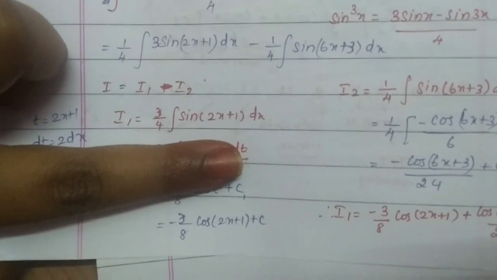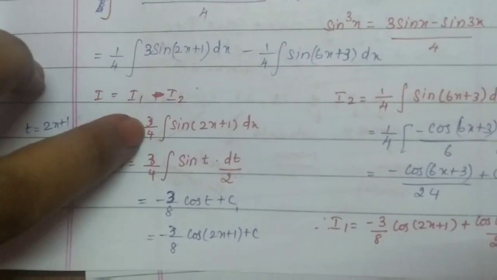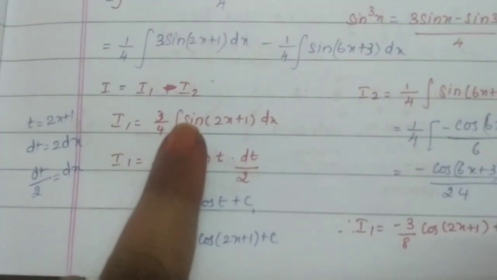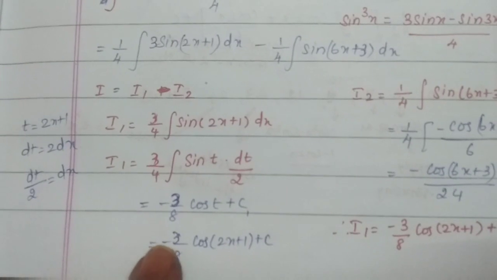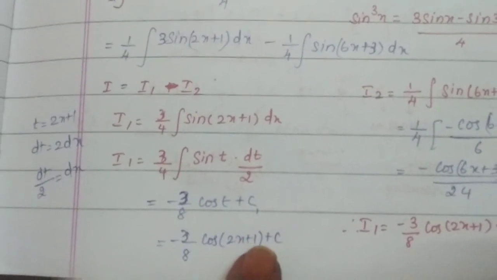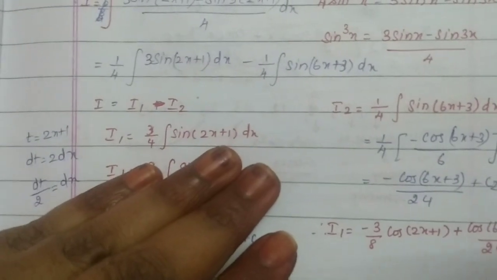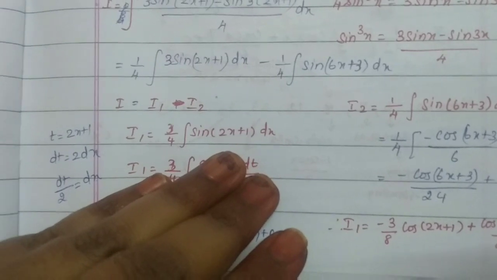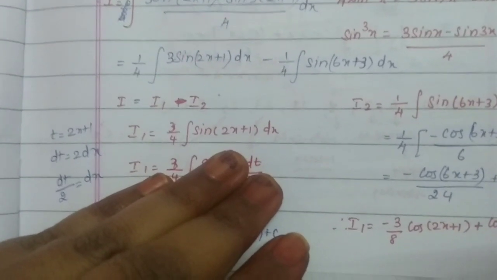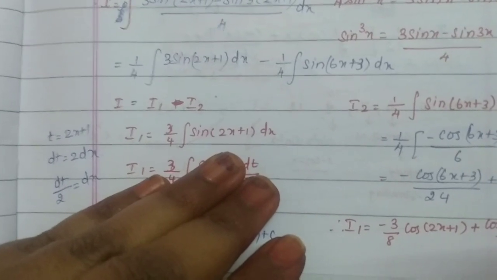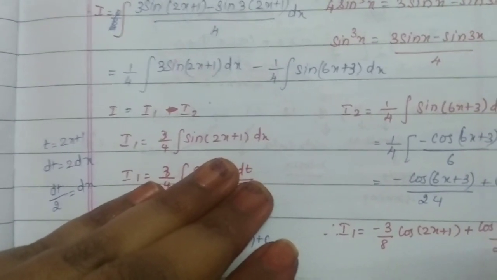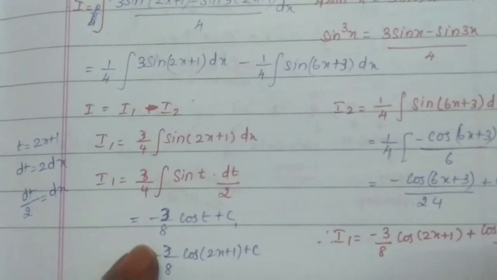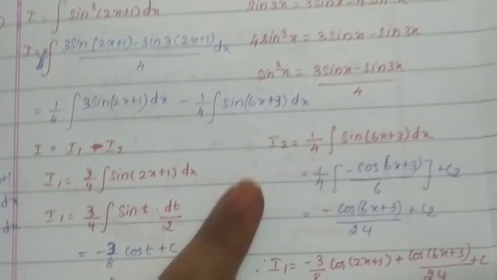What is the coefficient of x? It is 2. So, you need to divide by 2. Therefore, 3 by 4 into 1 by 2 cos of 2x plus 1. Here integral of sin x is minus cos x, so I am writing minus 3 by 8 cos of 2x plus 1 plus c. I will repeat, forget this step. Integral of sin of 2x plus 1 is nothing but minus cos of 2x plus 1 divided by 2. Keep it in mind, you need to divide by the coefficient of x. Therefore, 3 by 4 into minus 1 by 2 cos of 2x plus 1, you will get minus 3 by 8 cos of 2x plus 1 plus c.